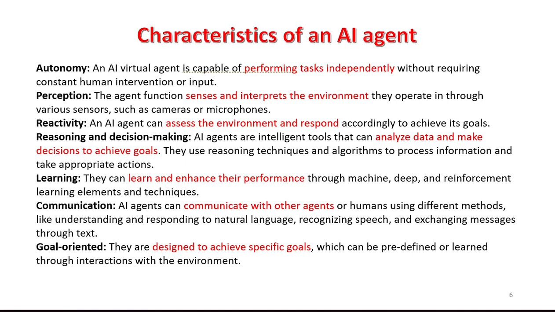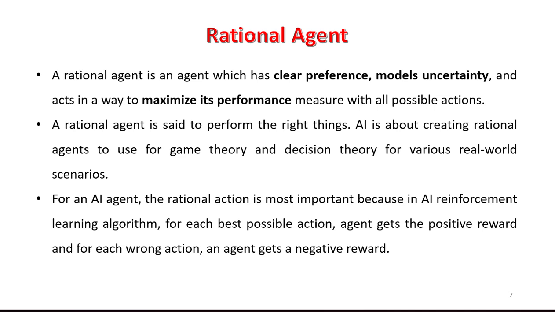So next, what are the characteristics of an AI agent? Autonomy, perception, reactivity, reasoning and decision making, learning. In what way we are communicating with others, that's the communication. The next one is, what is your goal? How we are working to reach the goal. What are the procedures you need to follow? The next one is the rational agent.